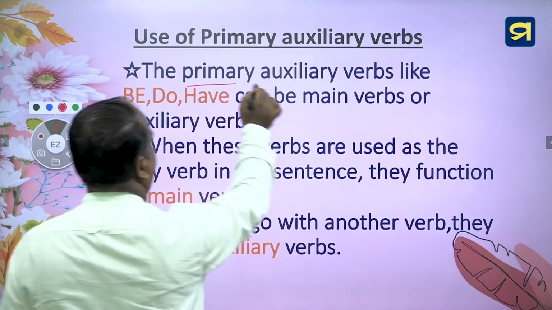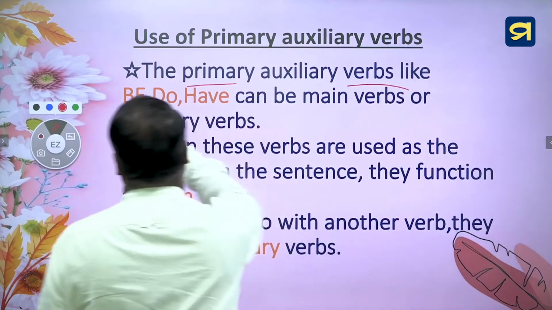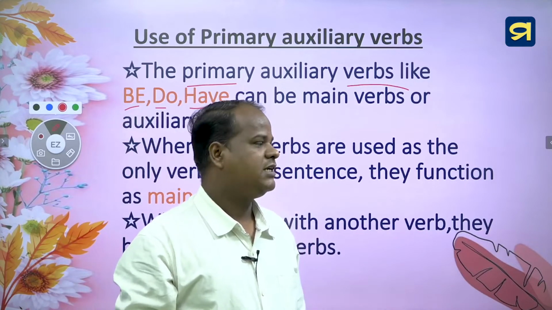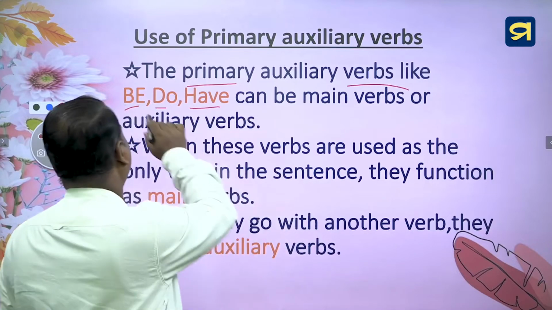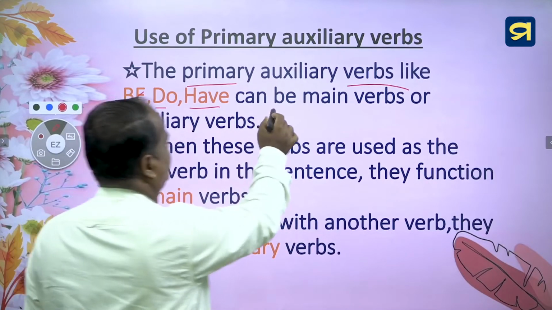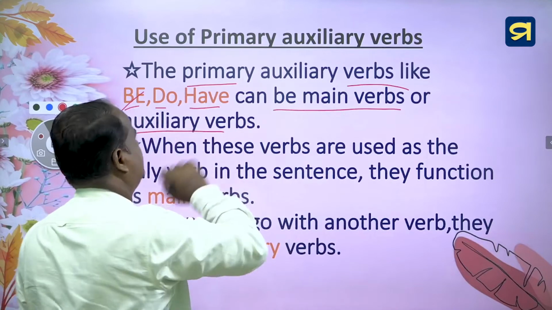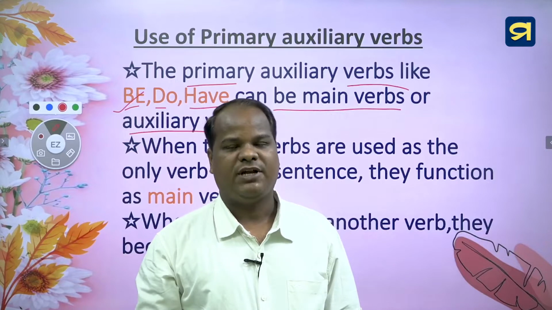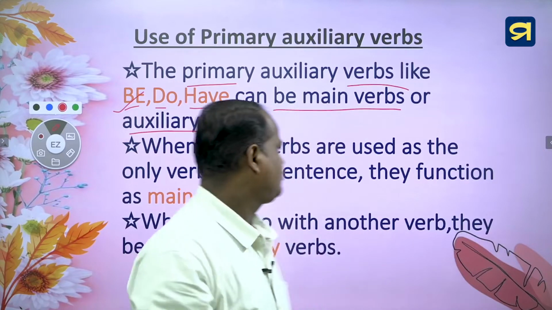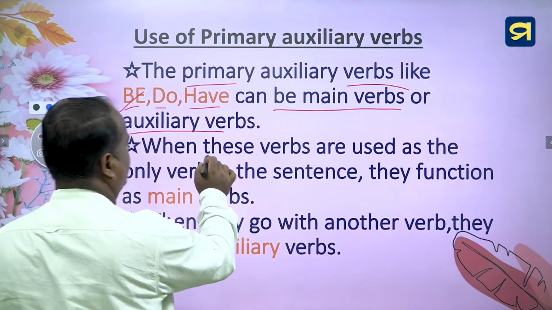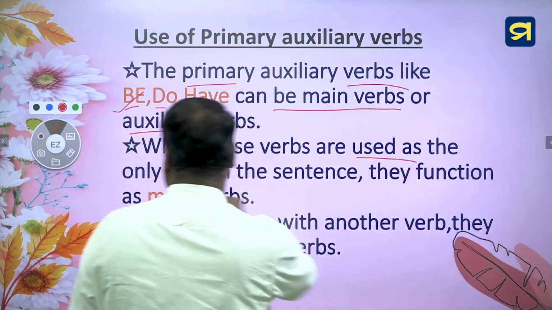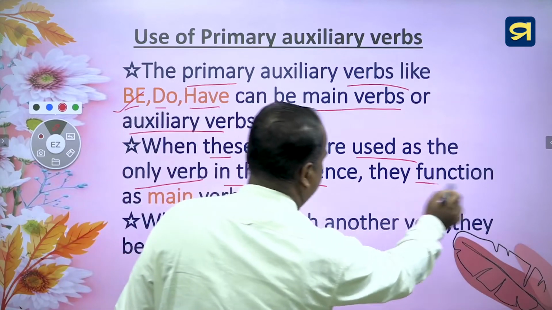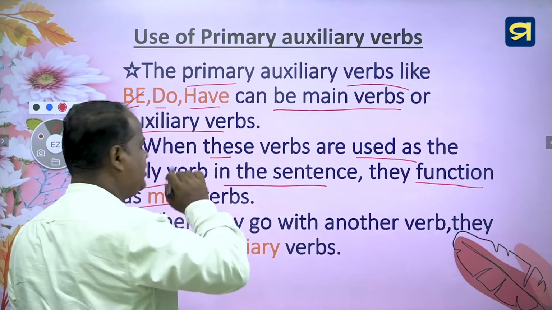The primary auxiliary verbs like be, do and have. We have discussed that primary auxiliary verbs are of three types: be, do and have. They can be main verbs or auxiliary verbs. Students, be, do and have can be used firstly as main verbs as well as auxiliary verbs. When these verbs are used as the only verb or single verb in a sentence, they work as main verbs.